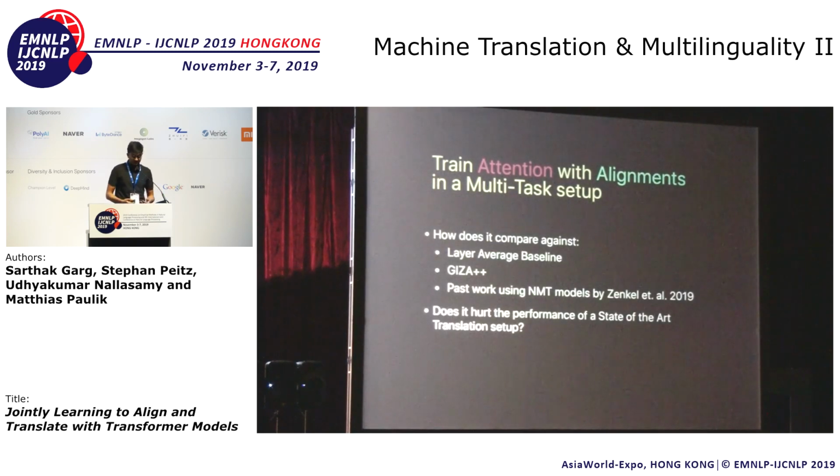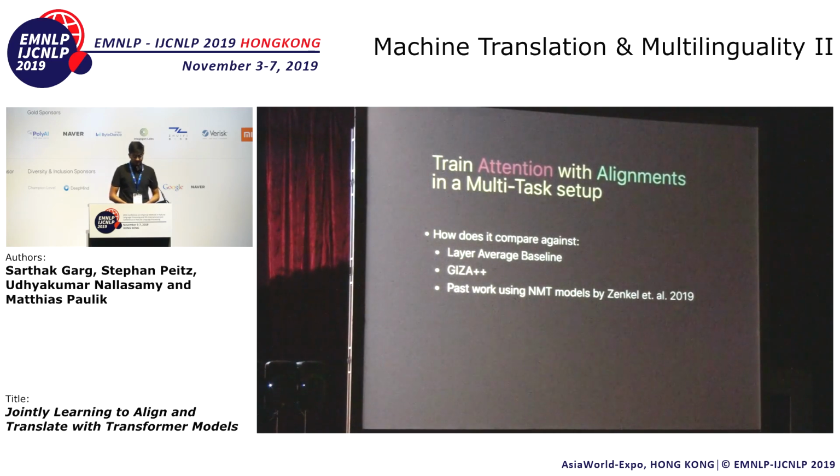Now we want to ask these questions about this method. First of all, how good is the alignment accuracy of this method? How does it compare to the layer average baseline, using which we train this? How well does it compare to GIZA++ and the other baseline methods which use NMT models to extract alignment? And the second, important question is, does this multitask objective somehow hurt the translation performance in a state-of-the-art translation setup, in a high-resource scenario with a big transformer, a big network? We'll answer the first set of questions first.